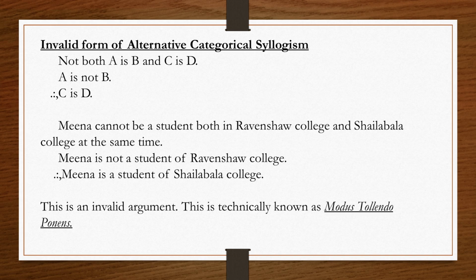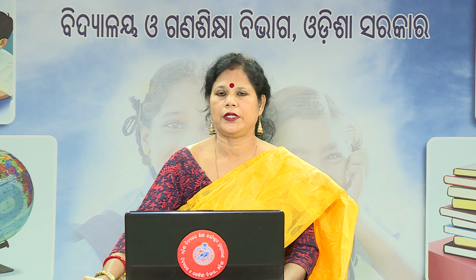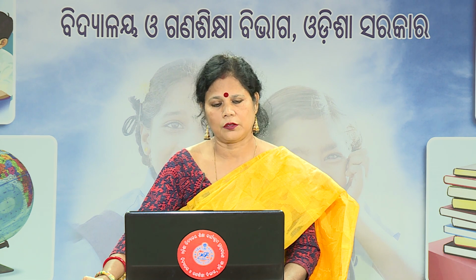So, here the rule is just the reverse. The rule of the alternative categorical syllogism is affirmation leads to denial, but here denial leads to affirmation. If one of the alternatives is denied in the minor premise, then the other alternative must be affirmed in the conclusion. Now, let us see the symbolic example.